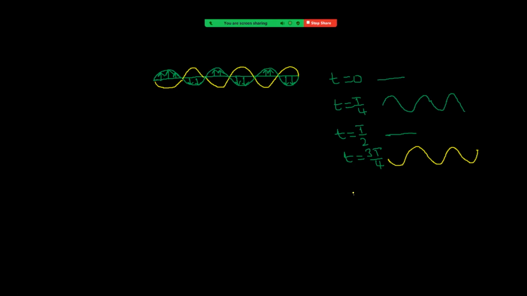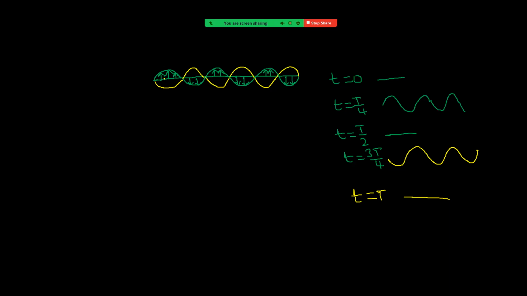And when t equal to T, again the string is a straight line. See carefully here. When t equal to 0, the string was a straight line like this. When t equal to T by 4, all particles are reaching their extreme positions. I am repeating: when t equal to T by 4, they complete 1/4 oscillation. That means all particles are reaching their extreme positions.